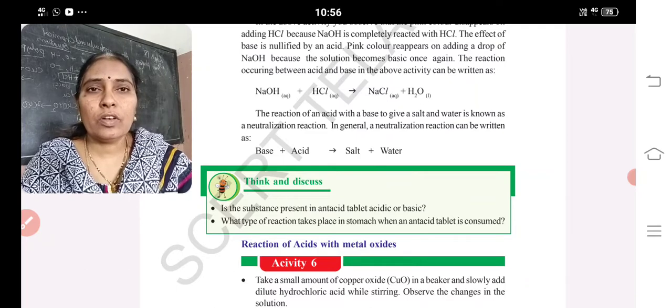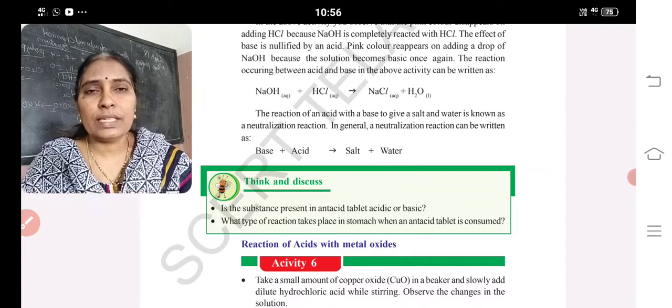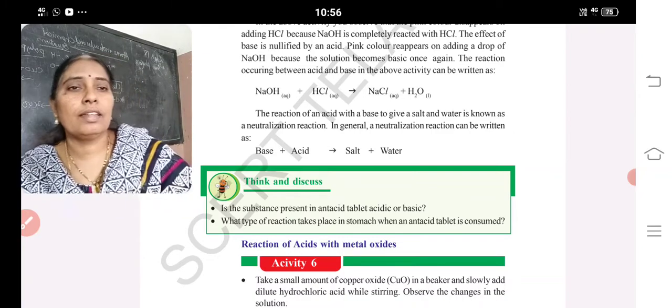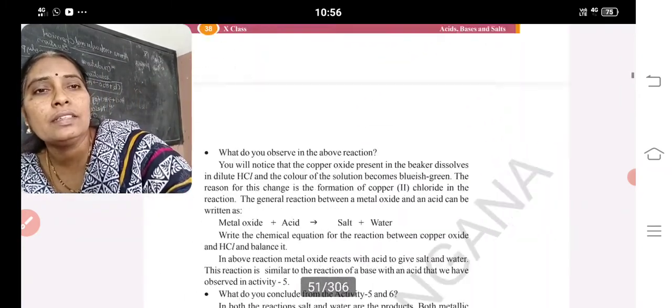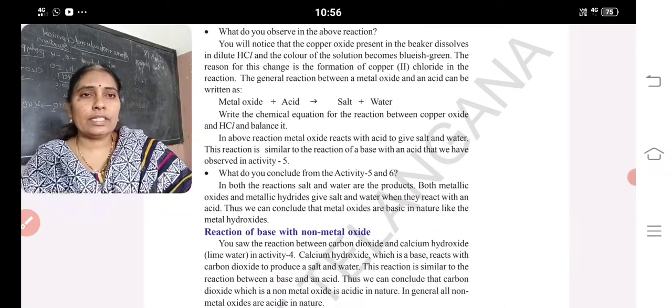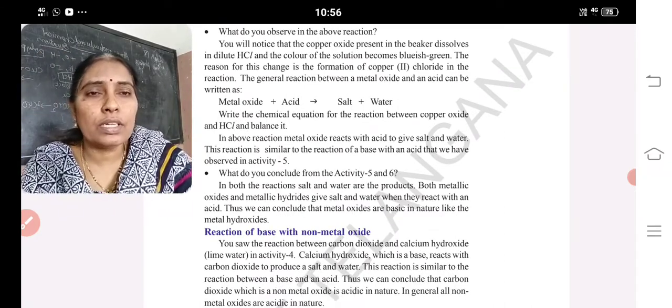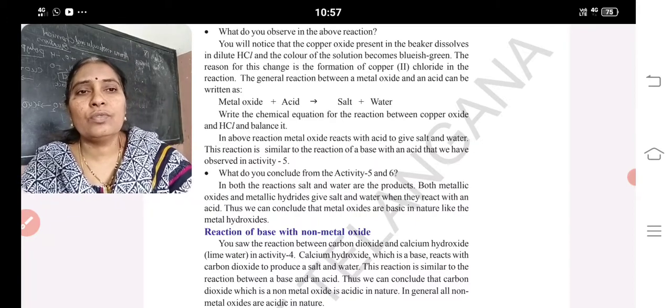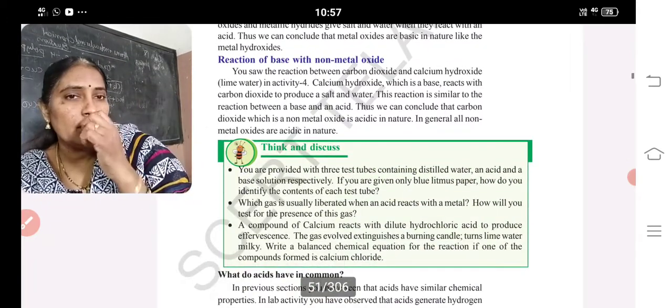What type of reaction takes place in the stomach when an antacid tablet is consumed? Neutralization. Why? Because acidity is more. Due to that acidity, you are getting stomach pain. You are taking a tablet which is basic in nature. So it reacts and forms salt and water. So it is said to be a neutralization reaction. Next, cupric oxide, a metal oxide, reacts with the acid and gives salt and water. It is equal to the neutralization reaction. Even the reaction of a base with a non-metal oxide is the same.